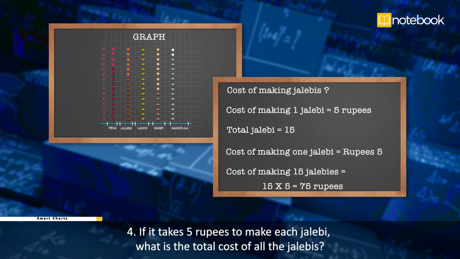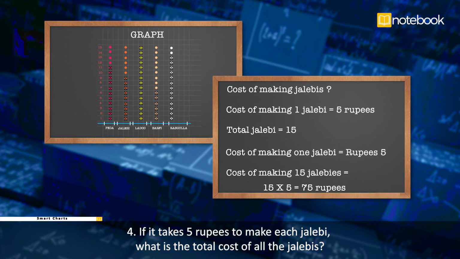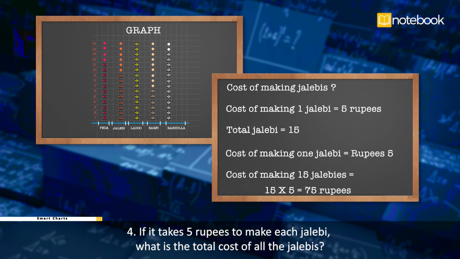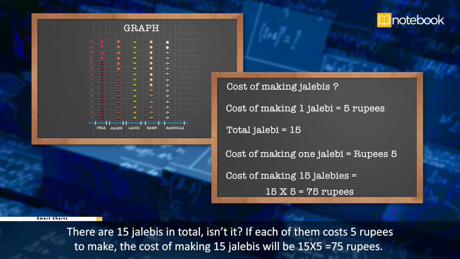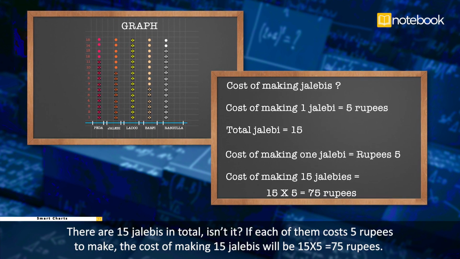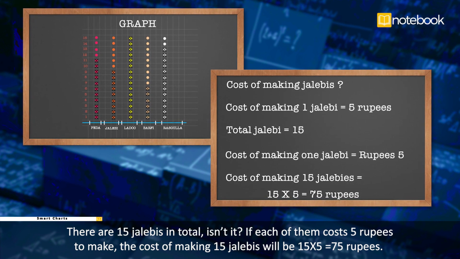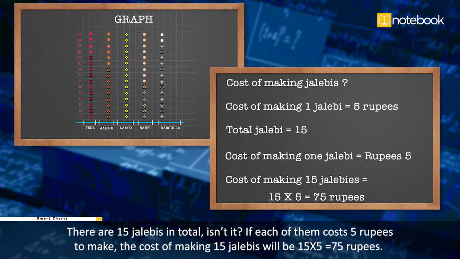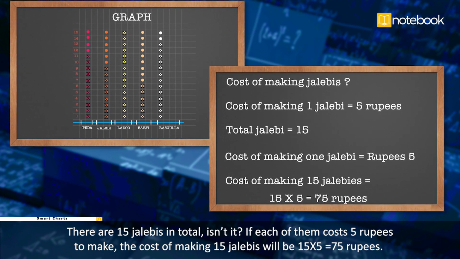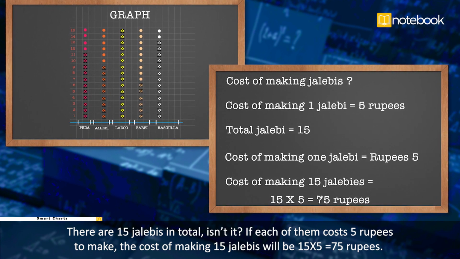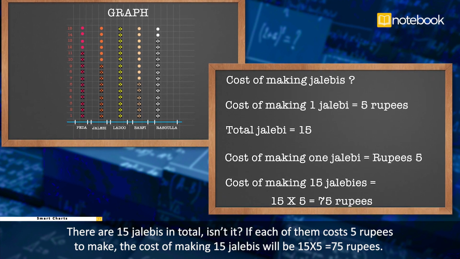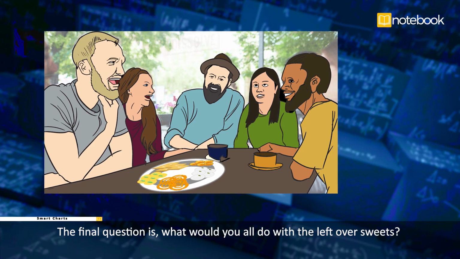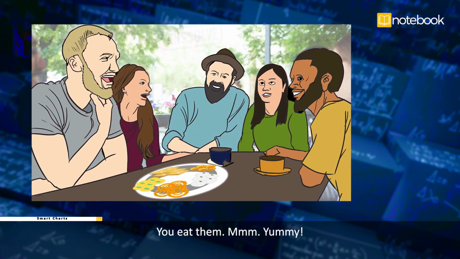4. If it takes 5 rupees to make each jalebi, what is the total cost of all the jalebis? There are 15 jalebis in total, isn't it? If each of them costs 5 rupees to make, the cost of making 15 jalebis will be 15 multiplied into 5, which is equal to 75 rupees. The final question is, what would you all do with the leftover sweets? You eat them.